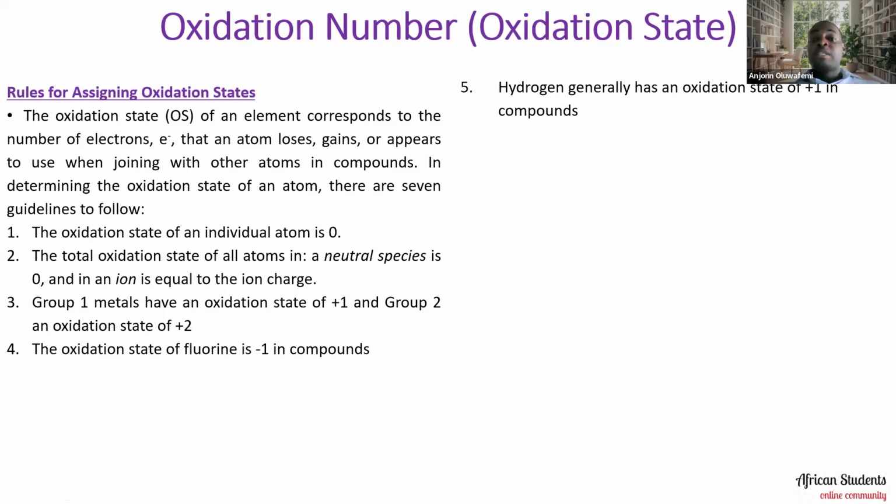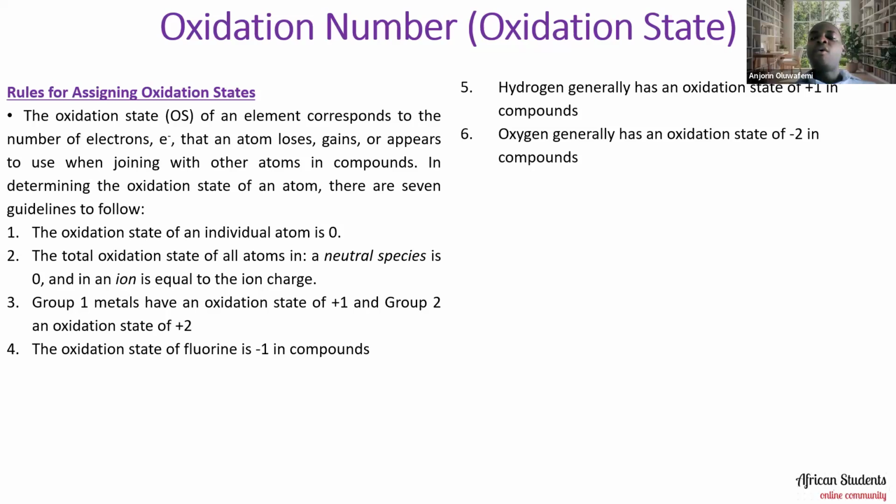Although there are exceptions to these, fundamentally, hydrogen has a general oxidation state of +1 in compounds. Oxygen also generally has an oxidation state of -2 in compounds. So when you have oxygen in water, oxygen in carbon dioxide, oxygen in sulfur dioxide, and so on and so forth, wherever you have oxygen in compounds, it always exists in the -2 oxidation state.